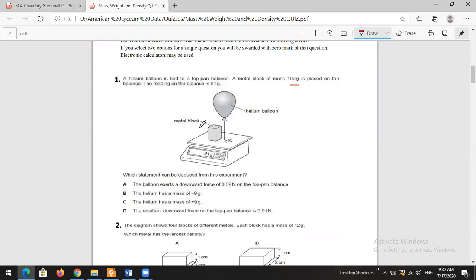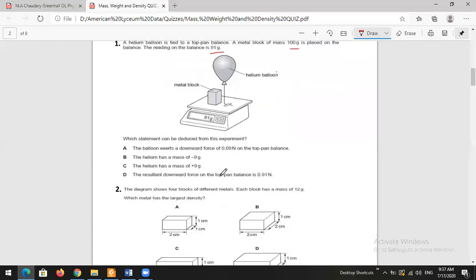The reading on the balance is 91 gram. It should be 100 gram. So why is this 91 gram on this screen? It is because of this helium balloon. This helium balloon is going upward. It means it is forcing this towards the top, upward. So which statement can be deduced from this experiment? 91 gram means the resultant downward force of the top balance is 0.91 newtons.